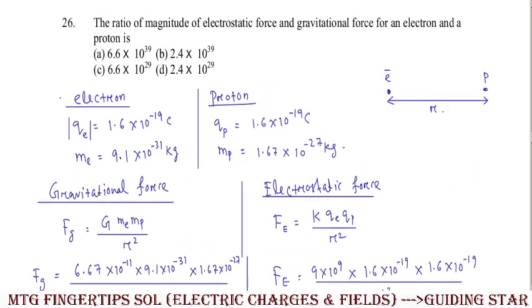So let us check the answers. It will be 2.5, 2.4, 6.6 will not be there, 2.4, 10 to the 39. So option B will be the correct one.